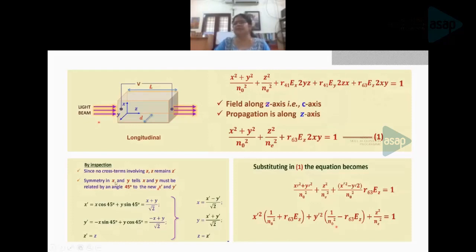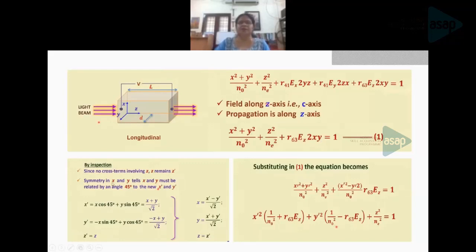Okay, now closely watch this equation. You can see that there is no crossover term involving Z in this equation. The only crossover term is this X and Y. There is no Z present. That means Z and Z prime are the same. That means there is no change in the Z direction because of the application of electric field. And we can also see that there is a symmetry between X and Y.